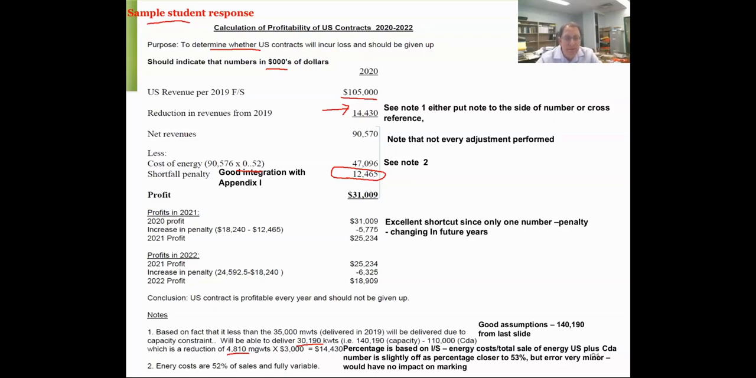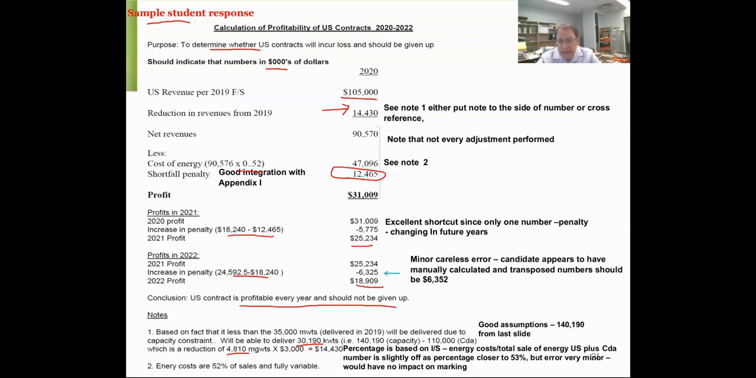My penalty is going up from 12 to 18, from 18 to 24. So my revenue is going down 31 to 25. But it's still profitable. So look at my conclusion. I'm not giving up that. Why would I give it up? And again, I made a little transposition error here. Okay, fine.